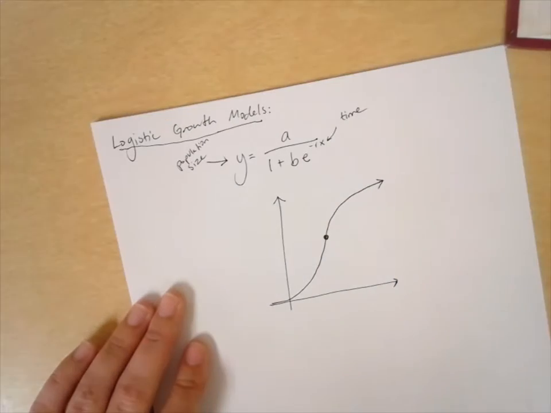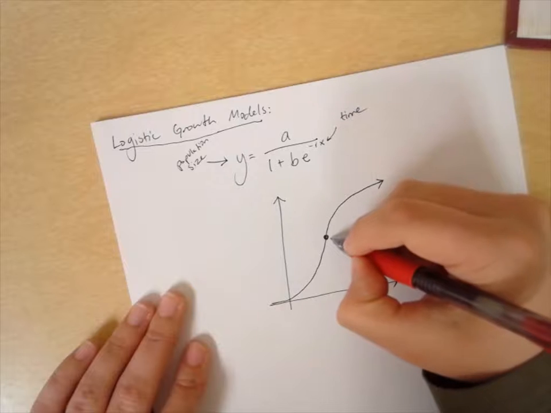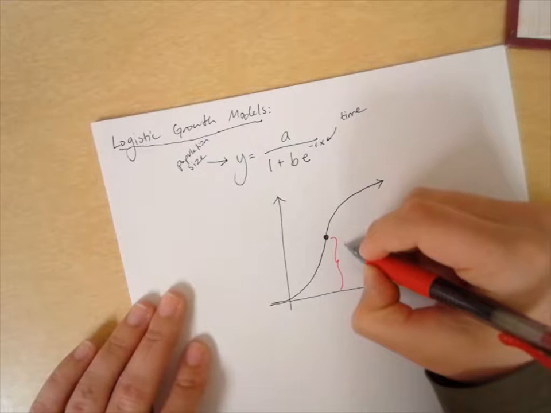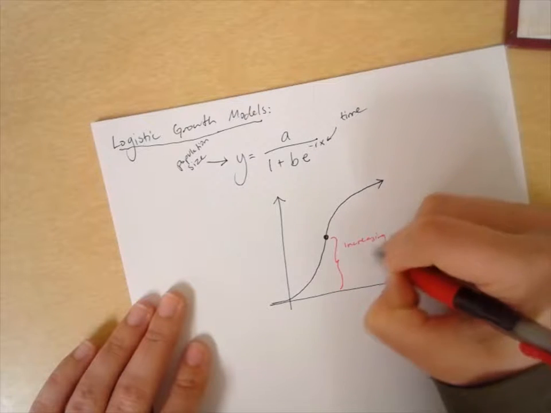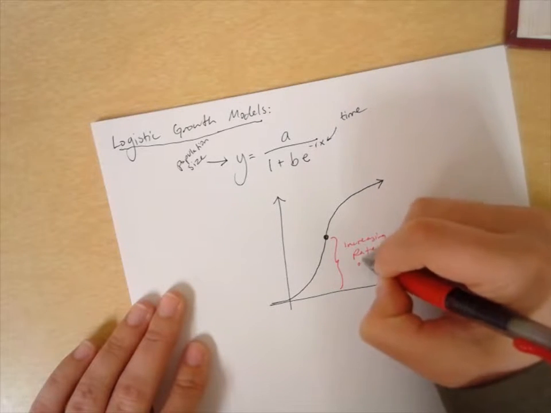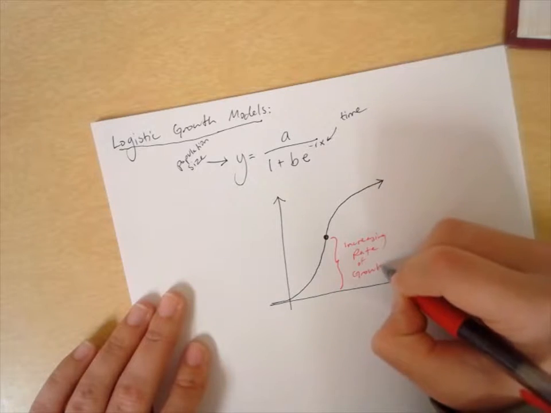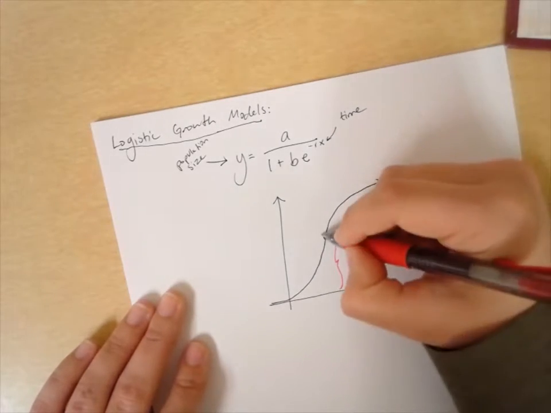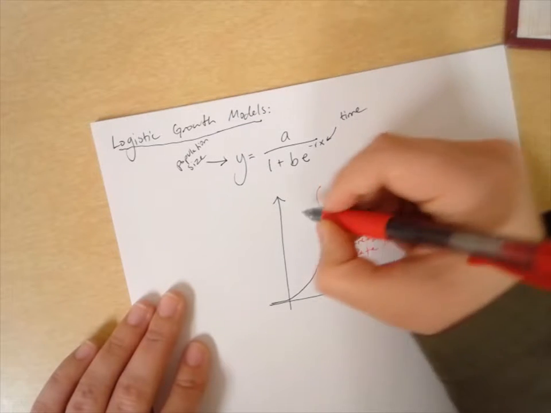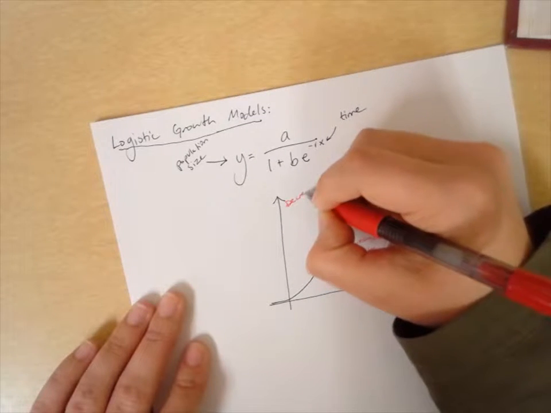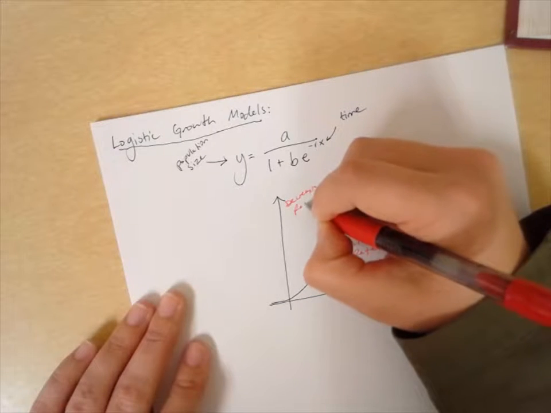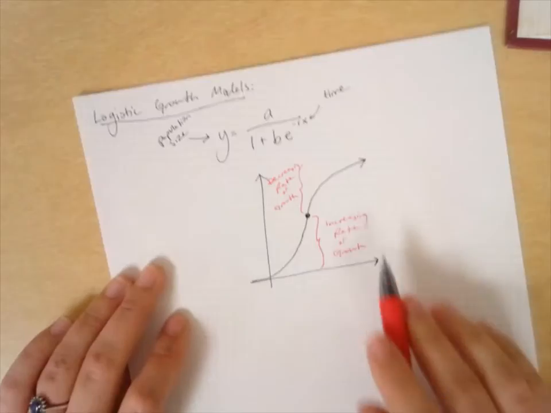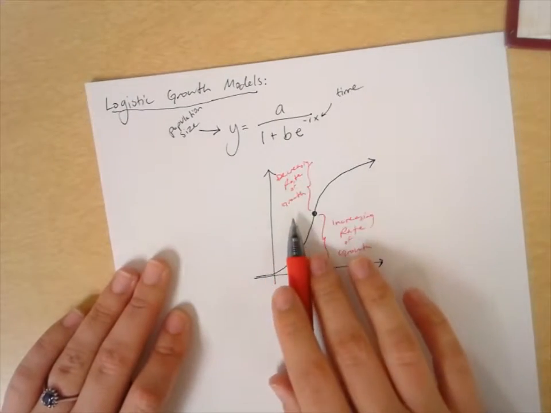Okay. And just to highlight for you what is going on there, we call this the increasing rate of growth. And once it meets that point and then it starts to taper off, that is our decreasing rate of growth. Okay. Increasing rate of growth, decreasing rate of growth.